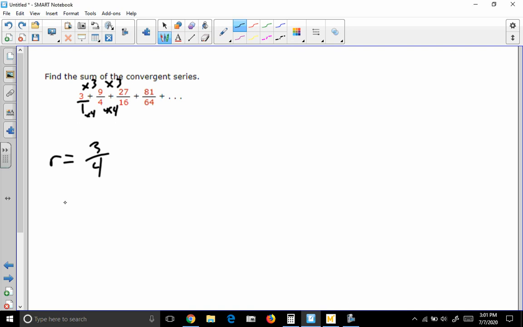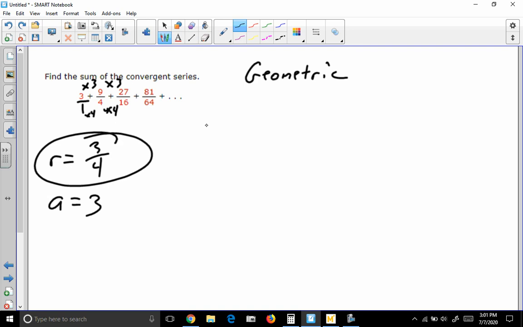Our first term is 3. So this is a geometric series. It's geometric because to get from one term to the next, we're multiplying by the same number on top and bottom each time, by the same fraction. So since the absolute value of that is between 0 and 1, it converges, which they tell us that it's convergent, and it converges to a over 1 minus r, so 3 over 1 minus 3/4.